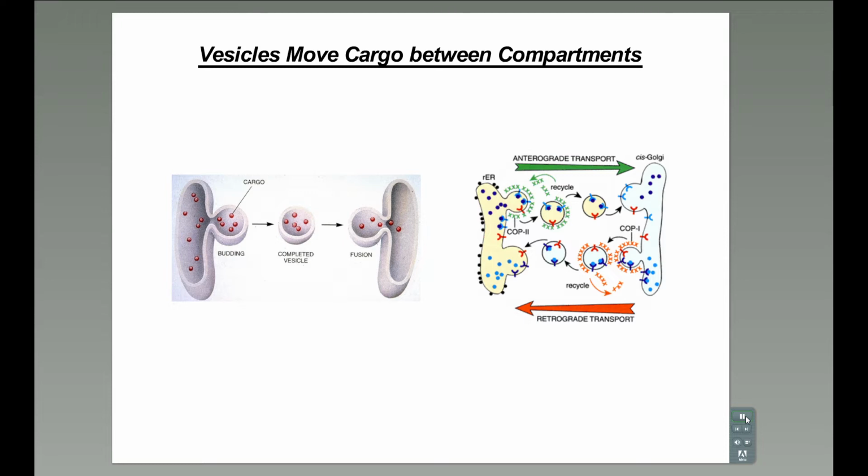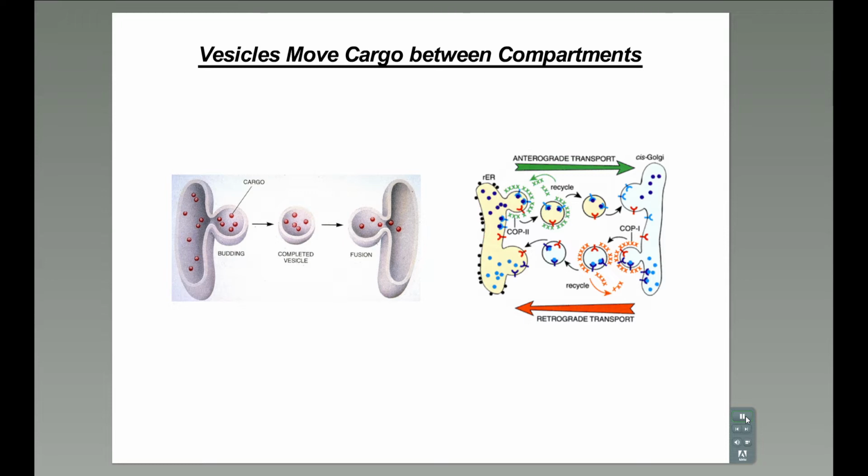In addition to water-soluble cargo, shown in the red dots, membrane proteins that are part of the vesicle are also transferred from compartment to compartment. And this is the major pathway for membrane proteins and water-soluble proteins to go from the different compartments, as well as to the plasma membrane for secretion or incorporation into the plasma membrane.